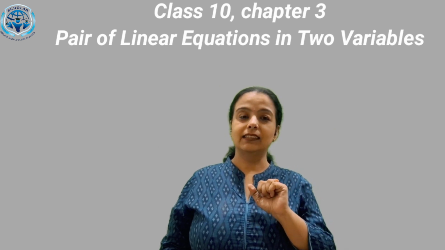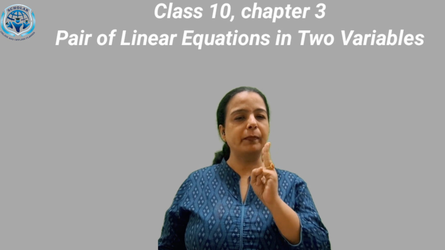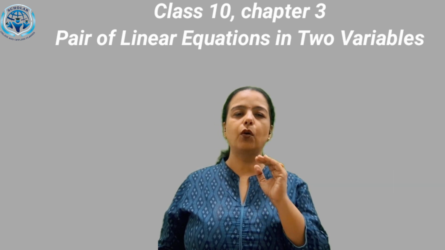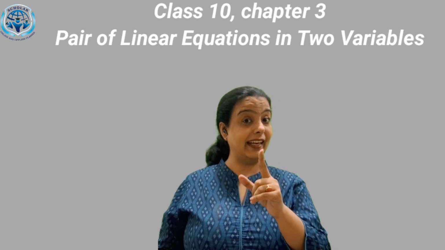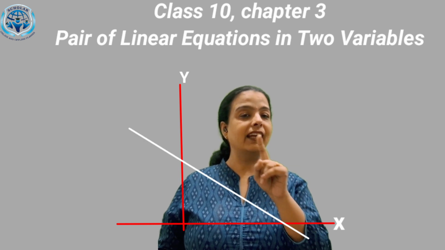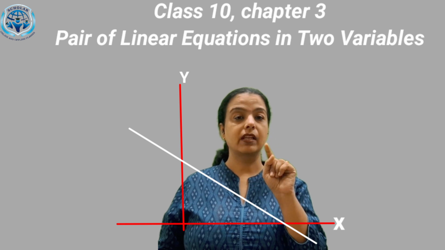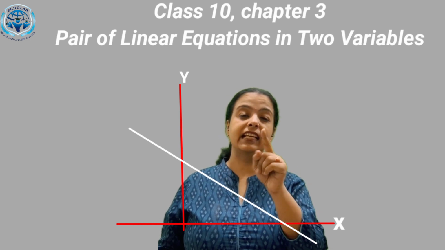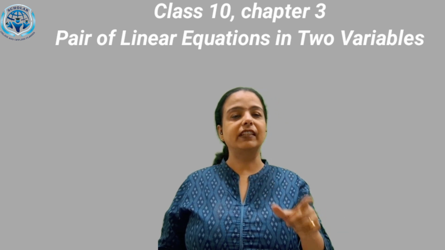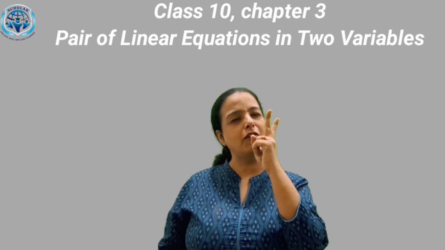Now we are starting chapter number 3, linear equations in two variables. Now there are three types of pairs of linear equations. Linear equations mean the graphical representation of that equation will be a straight line, because linear means line. So the graph will be a line that can cut the x and y axis, right? In the second chapter, we have read that where the line cuts the x axis is the zero of the equation. You remember? Now, if there are two lines and they are cutting at one point, that point will be the zero of both the equations.